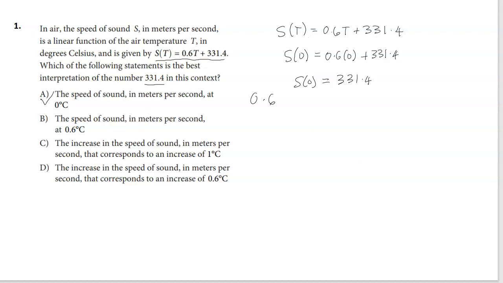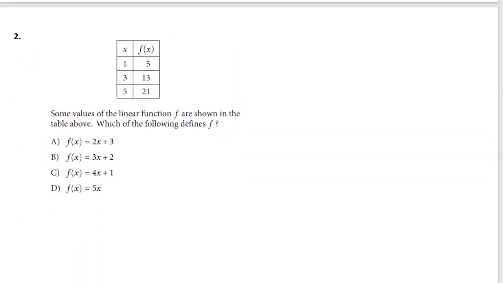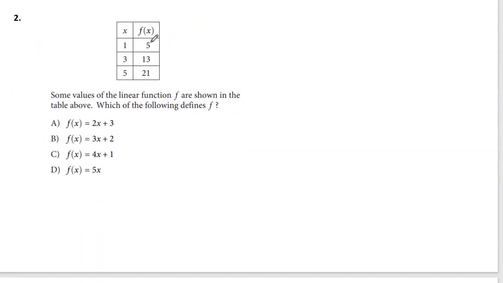Okay, let's go to question number 2. In question number 2, we are given a table for a linear graph in the XY plane. It looks like this: f of x equals the slope times x plus a constant b. This is the general equation of the line, the same as y equals mx plus b.